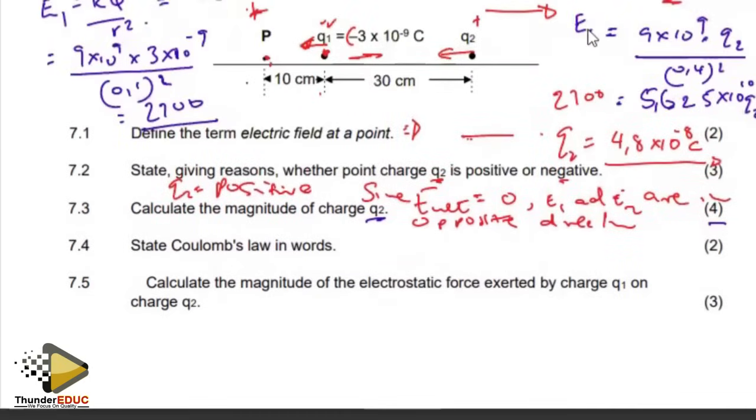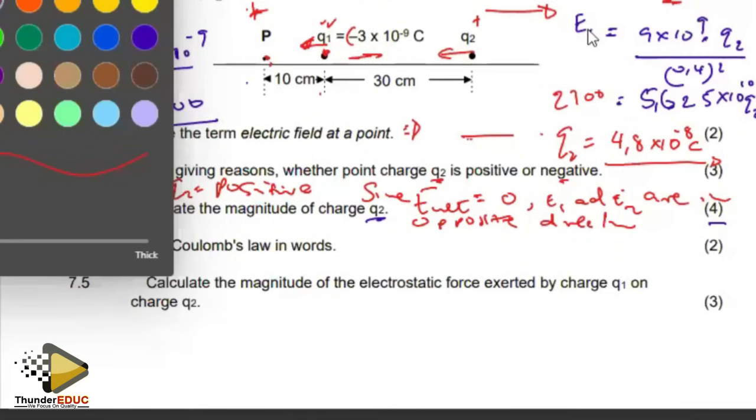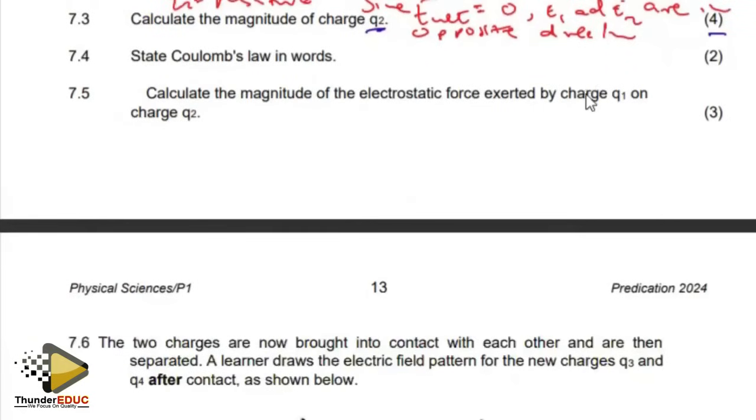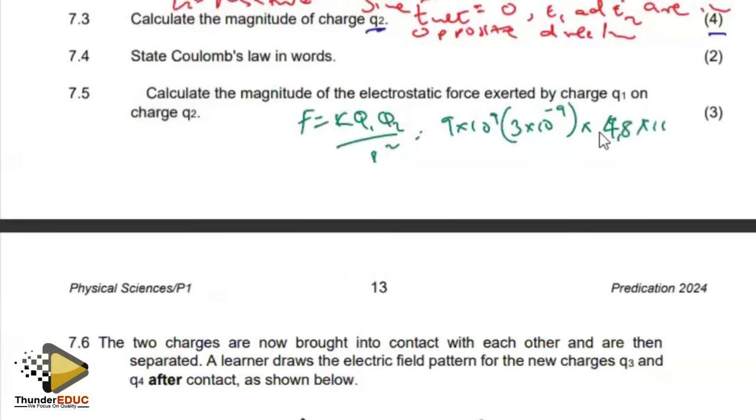So we already have the Q1. Now we calculated our Q2, which is 4.8 times 10 to the negative 8. So let's just get the force. Remember, the distance is 30 centimeters. So force, we said it's K Q1 Q2 over R squared. So 9 times 10 to the 9, this is going to be 3 times 10 to the negative 9, and then times 4.8 times 10 to the negative 8 over 30, which is 0.3 squared.